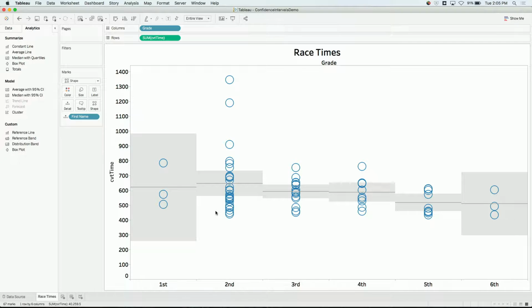So before we start trying to think about how quickly I run a mile, may I draw your attention to something else. Do we notice how the bands are wider in the 1st and the 6th grade than everywhere else? Why do we think that is?